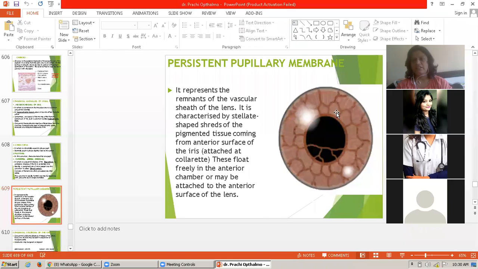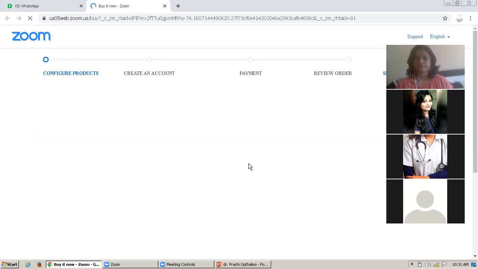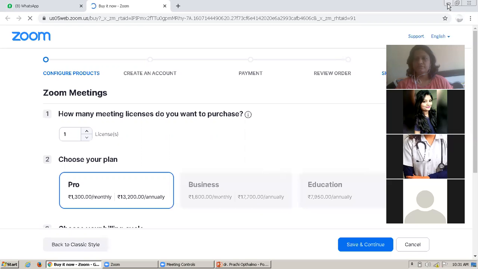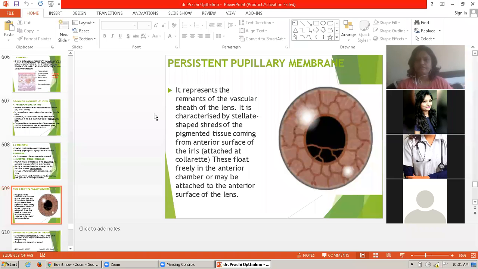This is a diagrammatic representation of persistent pupillary membrane. It represents the remnant of the vascular sheath of the lens and is characterized by stellate-shaped shreds of pigmented tissue coming from the anterior surface of the iris, attached at the collarette. These float freely in the anterior chamber and may be attached to the anterior surface of the lens. In this diagram, we can see how it is attached to the anterior surface of the lens. This is a persistent pupillary membrane.